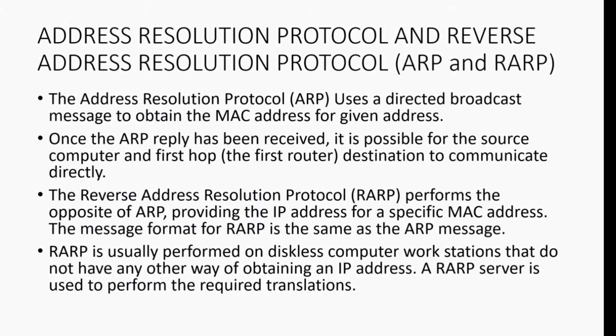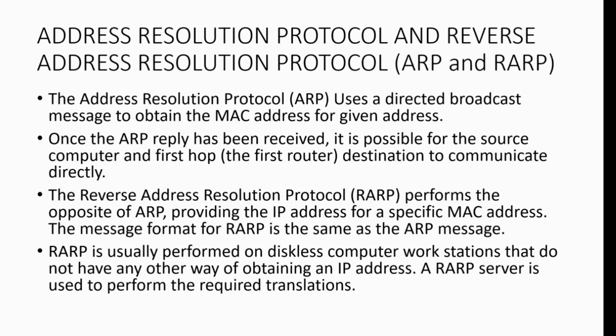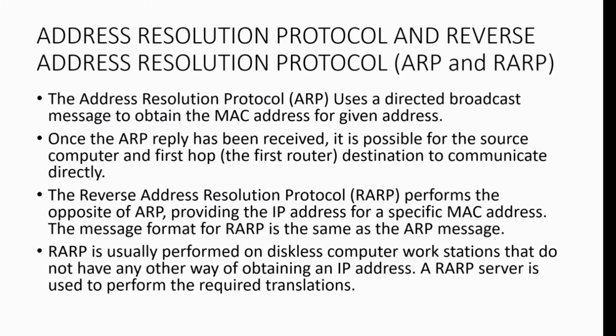Next, Address Resolution Protocol and Reverse Address Resolution Protocol. The Address Resolution Protocol uses a directed broadcast message to obtain the MAC address for a given IP address. Once the ARP reply has been received, it is possible for the source computer and the first hop or the first router destination to communicate directly.